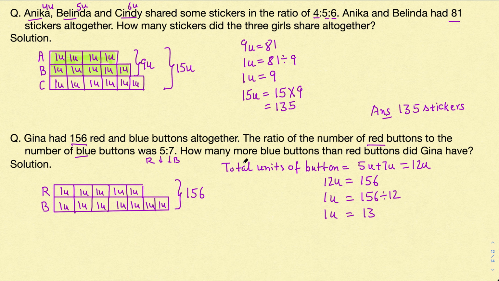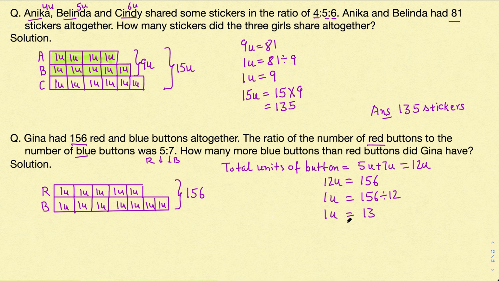Now since we have 1 unit, you should read the final part of the question, like what's being asked. So how many more blue buttons than red buttons did Gina have? So see, actually there are 2 ways, right? One is you find how much is actually the red buttons, and then you find how much is blue button, which you can do, right? Because we know the red buttons is 5 units and the blue button is 7 units. So you can do it because we know how much is 1 unit, right? So you can find 5 units and 7 units.